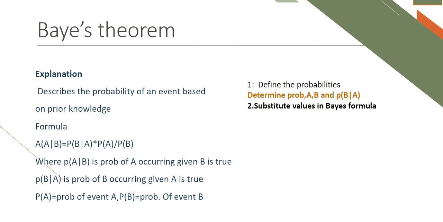After defining the probabilities, what is the second step? Substitute values in the Bayes formula. After determining the probabilities of A, B, and P(B|A), substitute those values in the formula. Now after substituting, calculate the probability P(A|B). Calculate this, then you will get the result. These are the steps you need to remember, and by remembering the steps you have to solve the problems. Once we solve the problem, it will be clear what you have to do.